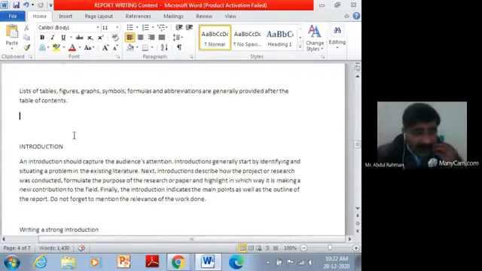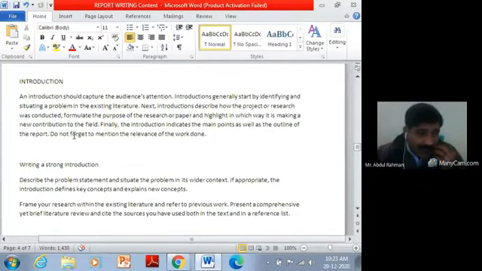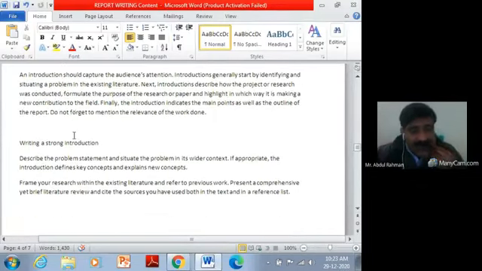Then we have got the introduction. An introduction should capture the audience's attention. Introduction generally starts by identifying a situation, a problem in the existing literature, right? Then a strong introduction describes the nature of the research, the problem statement, the purpose, why you intended to do this work, right? It definitely describes the motive behind why you want to conduct it and what is the research gap, or the gap you want to explore.